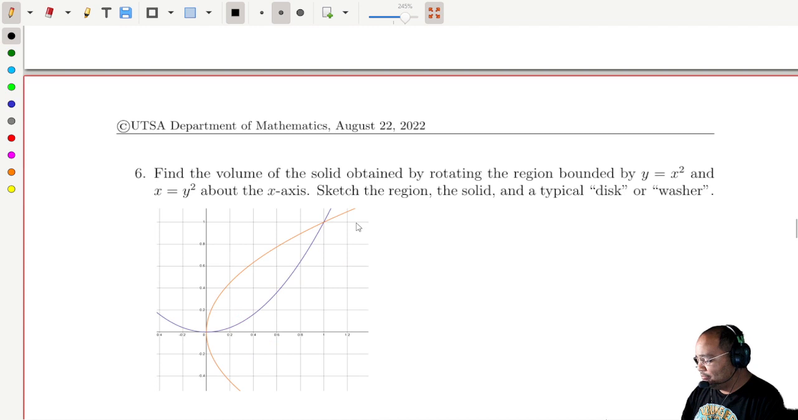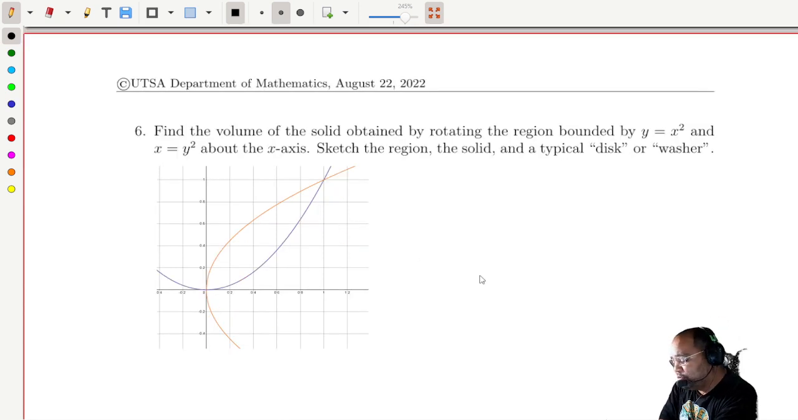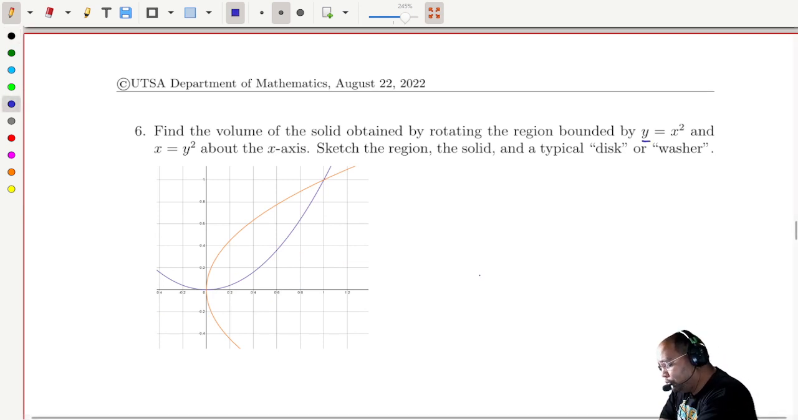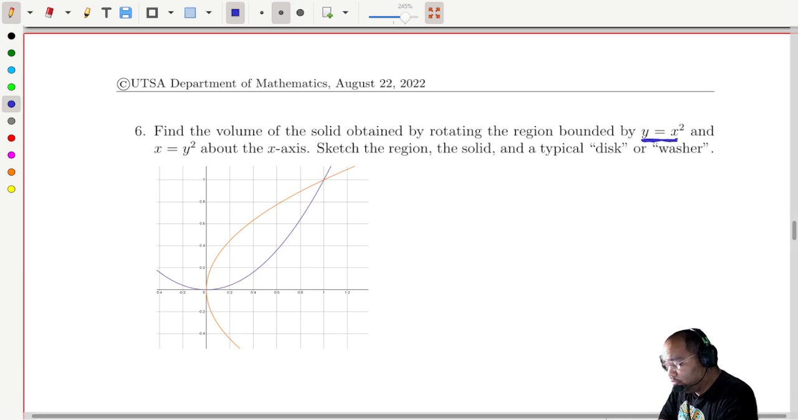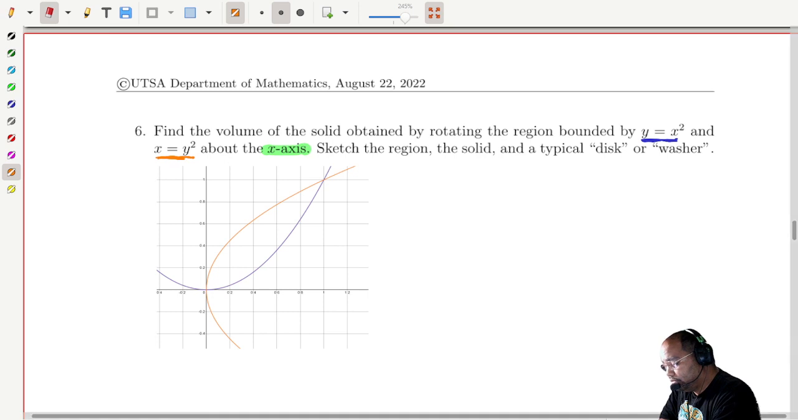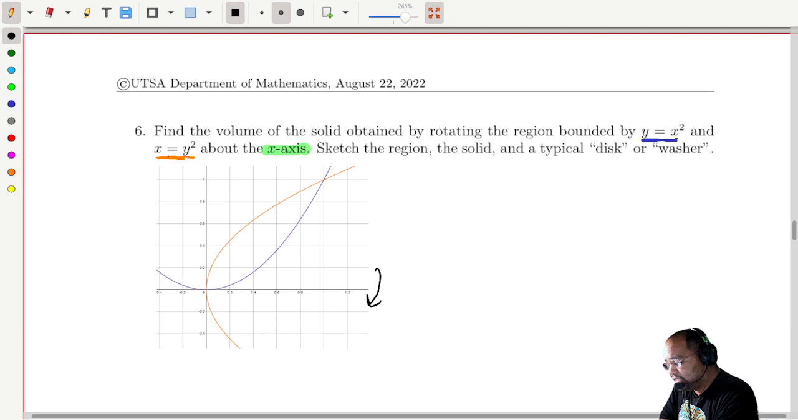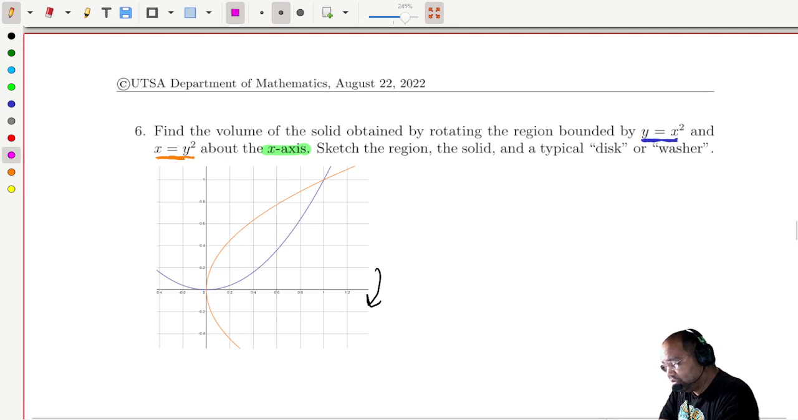Moving along here very nicely. Now let's consider this one here. We're going to rotate the region bounded by the two parabolas, y equals x squared, which is in this bluish purple color here, and x equals y squared, which is in orange. We're going to rotate this around the x-axis. Let's go ahead and draw that in. We're going to rotate around the x-axis, and it's going to be this region here between the two parabolas.